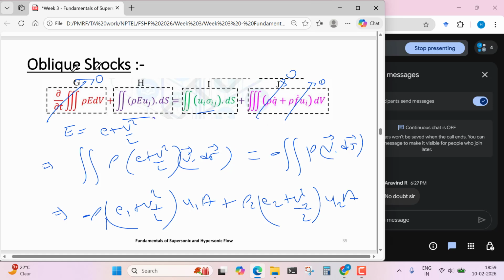As our flow is steady, this term we can remove. There is no heat transfer, so this term we will remove. And as there is no body force, this term we will remove. So we are left with two terms only. And the σ_ij also we will substitute with minus p.